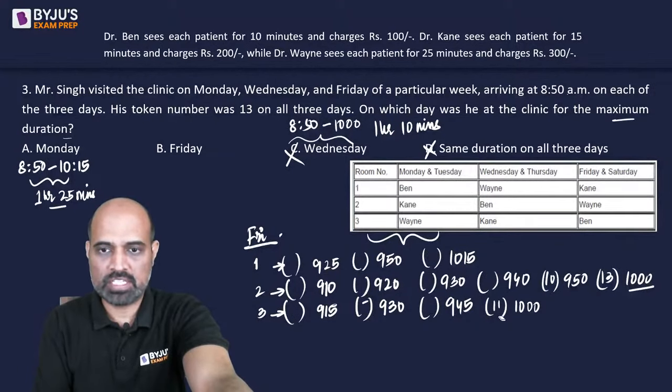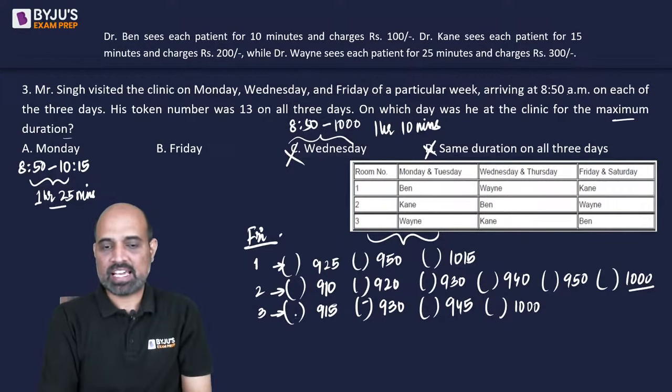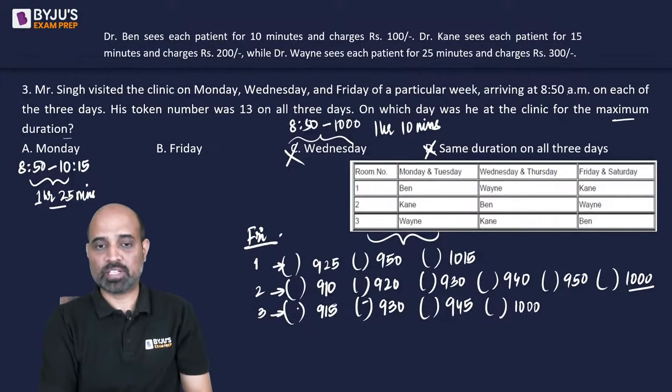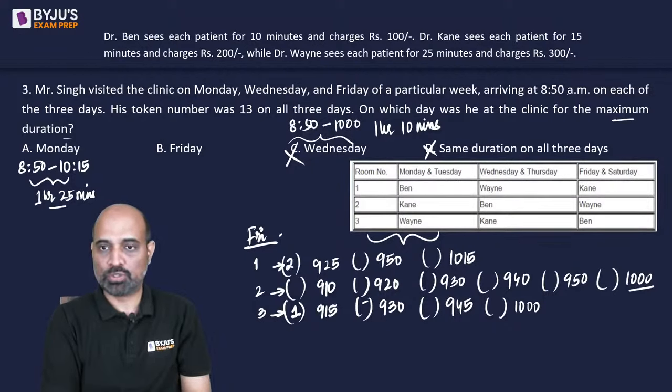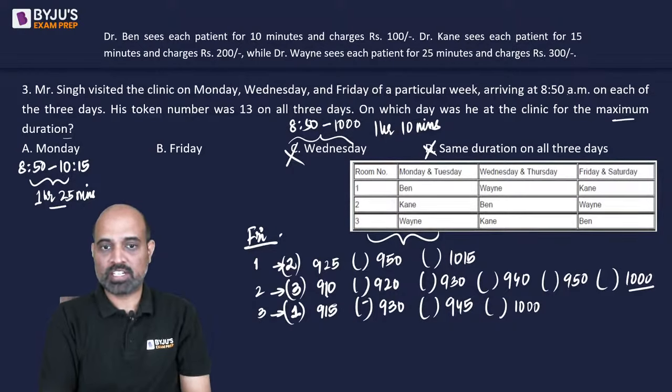I think only changing the token numbers will do. Dr. Ken is the one who takes 15 minutes. So this is the room number, this is where the first patient will go. The second patient will go to Wayne and the third patient will go to Ben. Then the fourth patient will again go to Ben. The fifth patient will go to Ken, right? So Ken is given preference number 1.